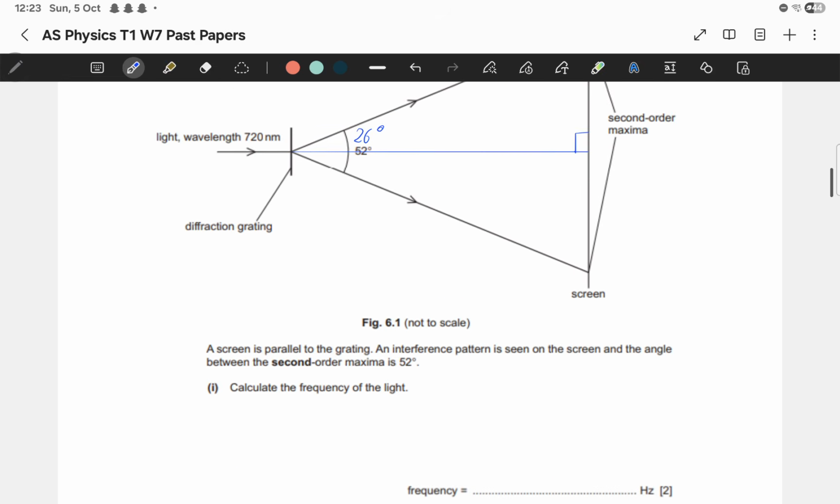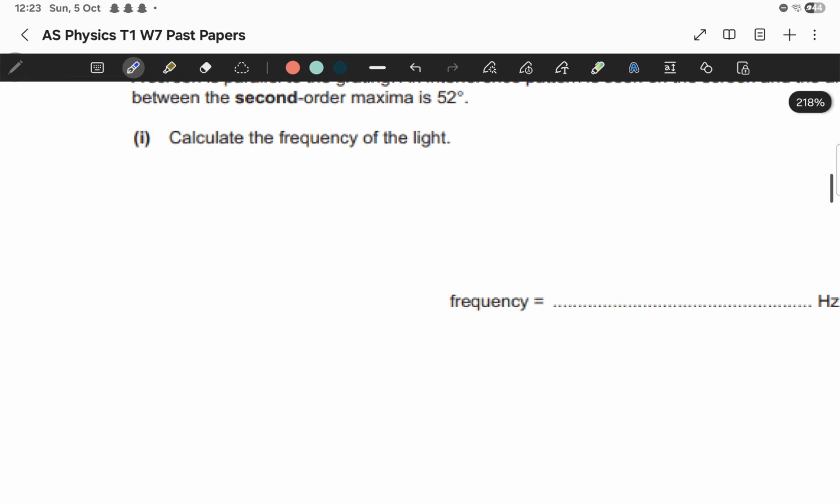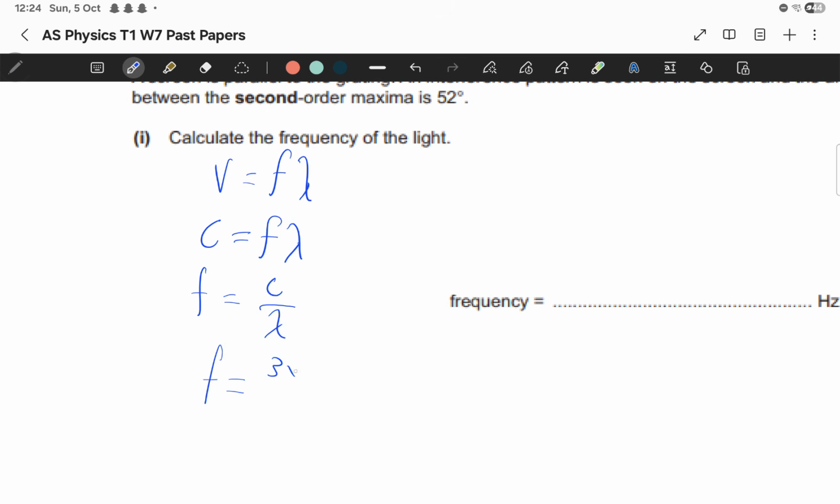Okay. Calculate the frequency of the light. Now, immediately we should know V equals F lambda. V is actually in our case C, right? Because it's the speed of light. It's an electromagnetic wave. So C equals F lambda. Now, F is going to equal C over lambda. So F is equal to 3 times 10 to the power of 8 over lambda, which we said was 720 times 10 to the power of negative 9. This gives me 3 times 10 to the power of 8 over 720 times 10 to the power of negative 9.